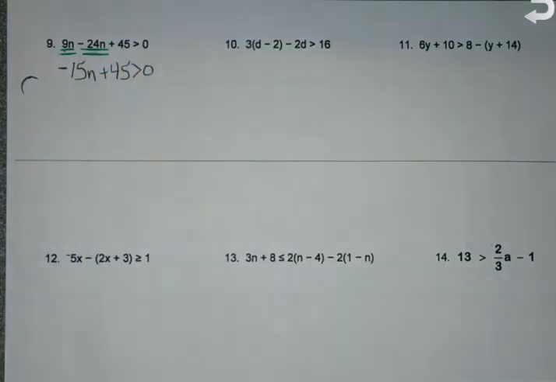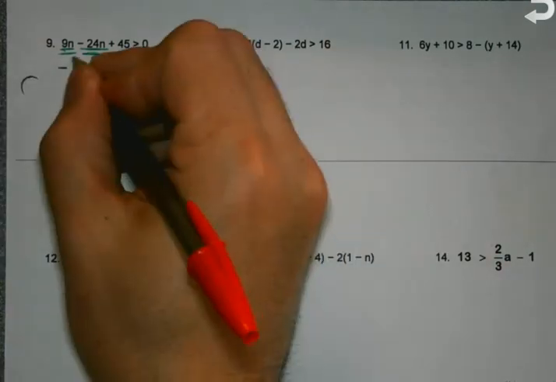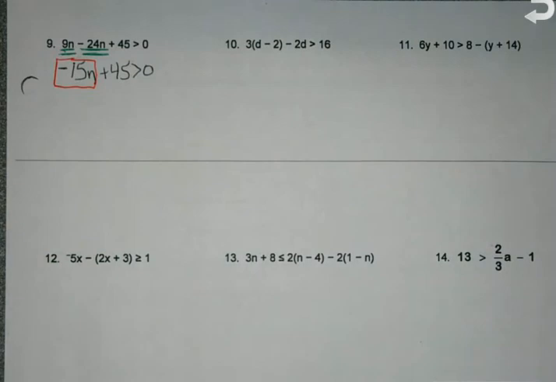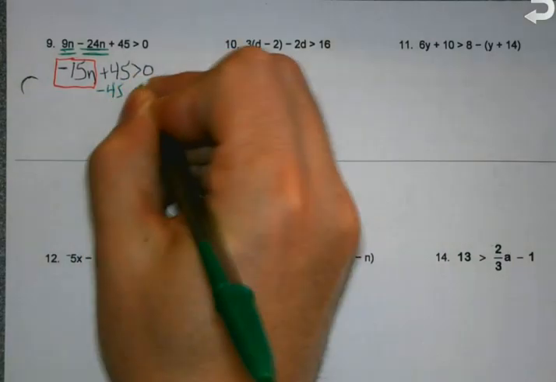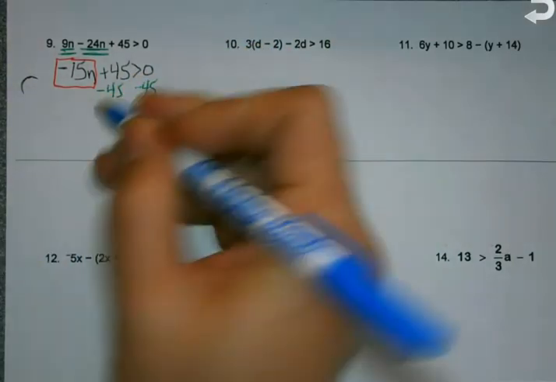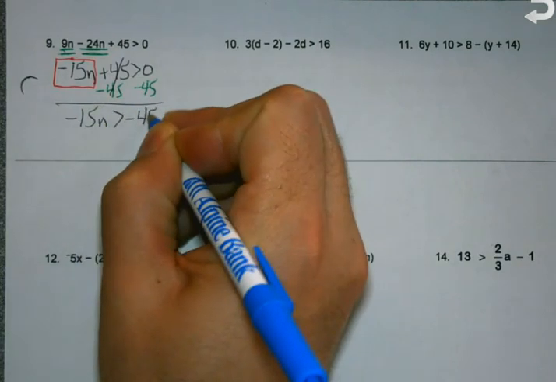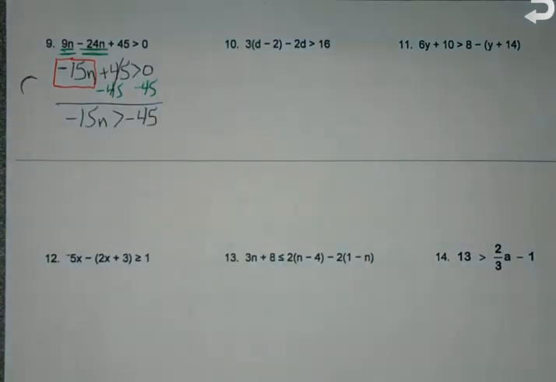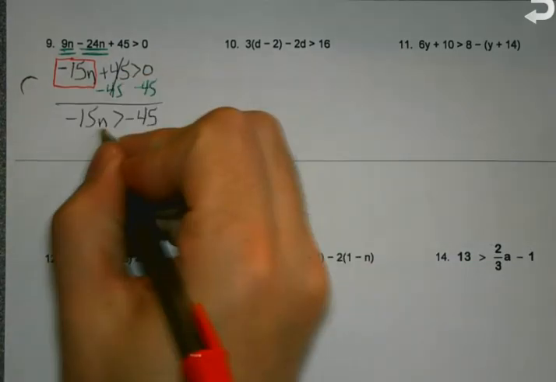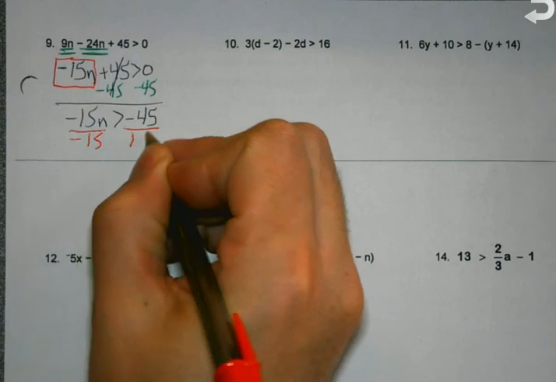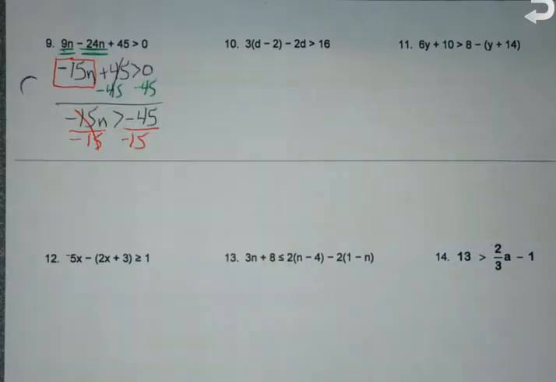So I went from having 2 terms with my variable down to 1. But now that I'm to that part, it's going to isolation mode here again. How do I get that plus 45 away from my 15n? Minus the 45. So negative 45. 0 minus 45 is negative 45. And I have one step left. Divide by negative 15 and switch the sign because I divided both sides by a negative.